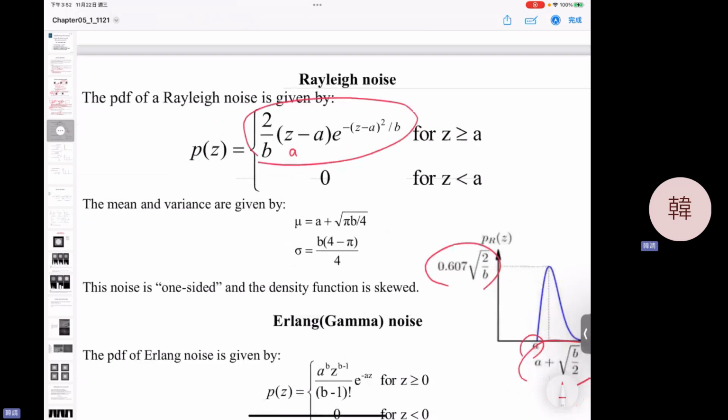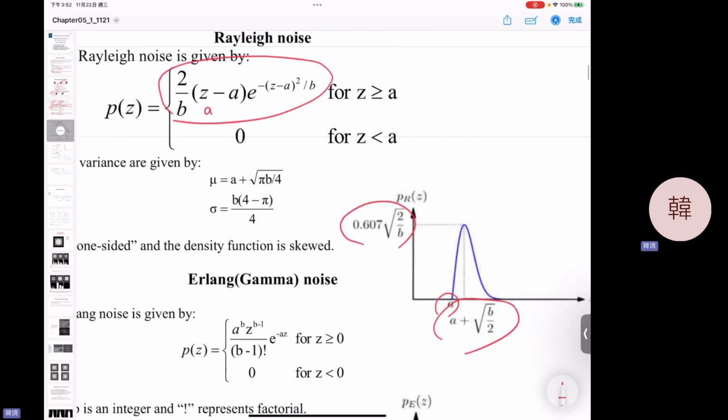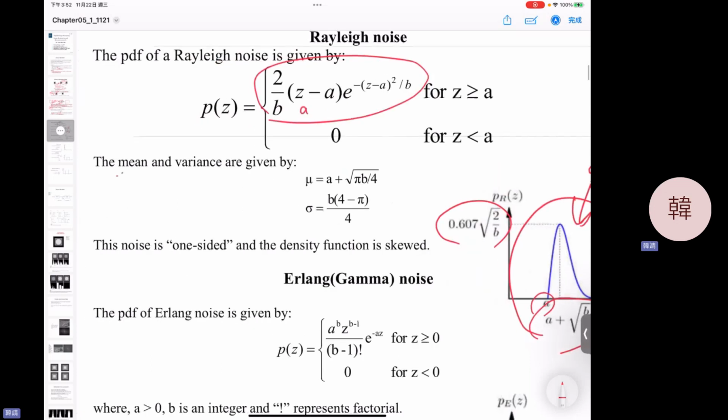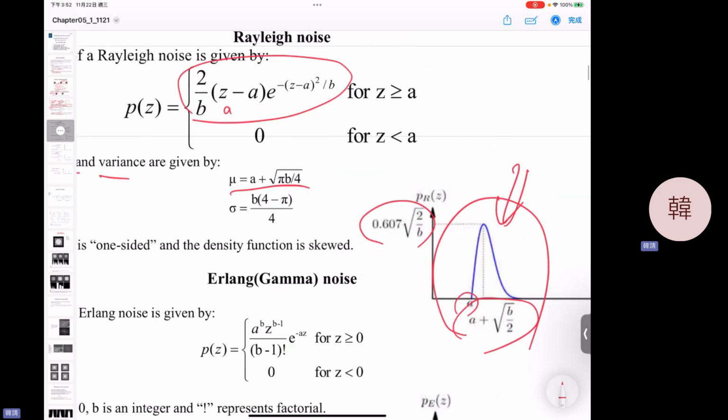Imagine laser applications have this kind of Rayleigh noise. So by looking at the different shapes of the noise, you can estimate what kind of noise model it is. This one also has a variance and mean value. You are going to calculate that by yourself; we are not going to go through this one.